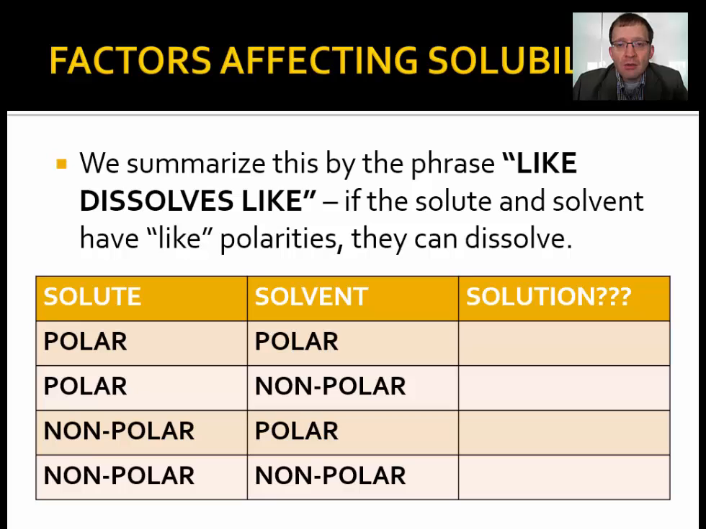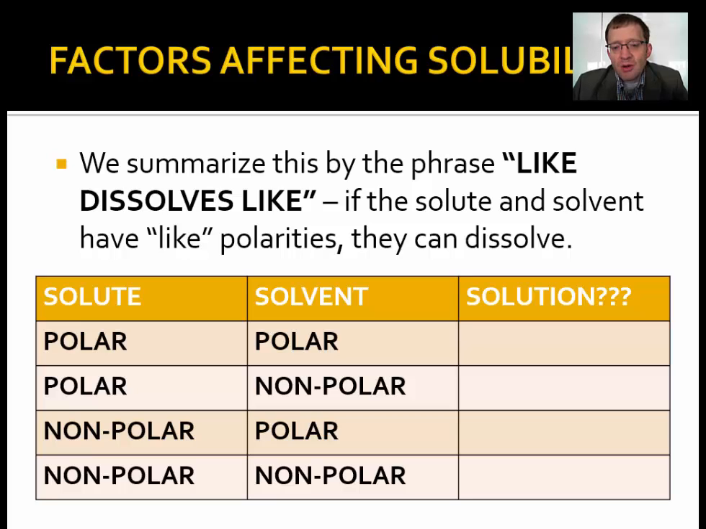If I'm unlike you, or not like you, then a solution is less possible. So this little chart sort of does that for you. If the solute is polar or nonpolar, if the solvent is polar or nonpolar. And here are the four different combinations then.